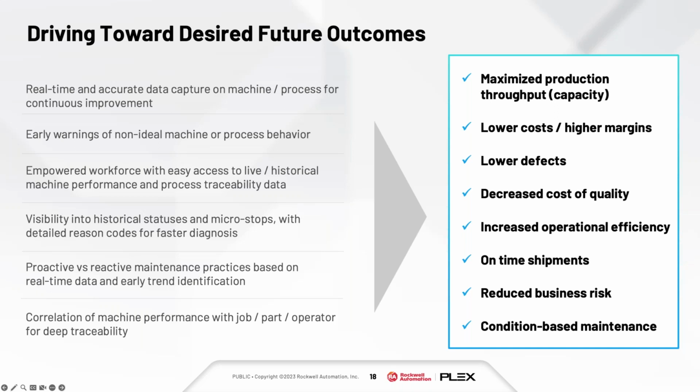So things like maximizing your throughput, lowering your costs with higher quality, improvements to on-time shipment rates, driving an increase in customer satisfaction, and finally, a condition-based maintenance approach that improves productivity and costs.